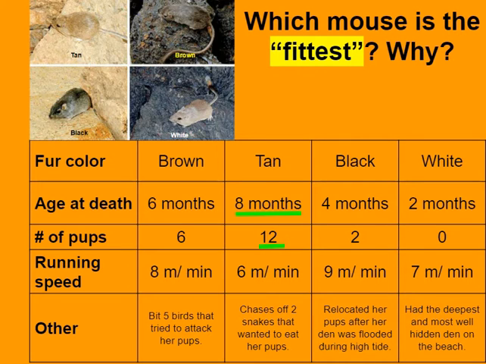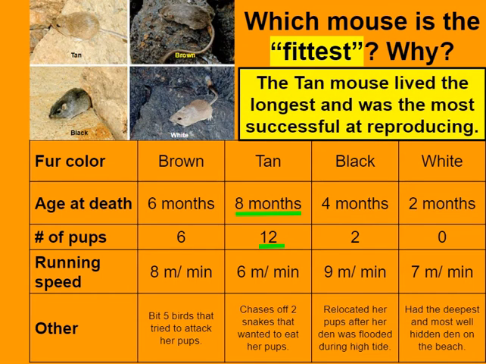Survival and reproduction, guys, that's the key to natural selection. Those 2 things, survival and reproduction. So you have to choose that one. The tan mouse lived the longest and was the most successful at reproducing. And with those other color variations, the brown might stay in the population because enough of them survive that they can pass on that brown gene. The same with the black. But if the white keeps going at that rate, that particular color variation might not last in the population.